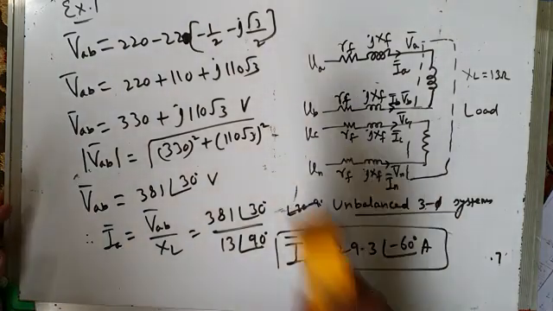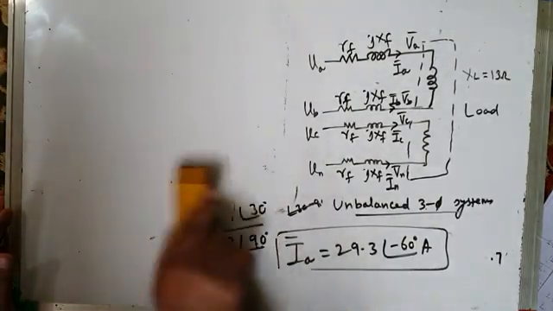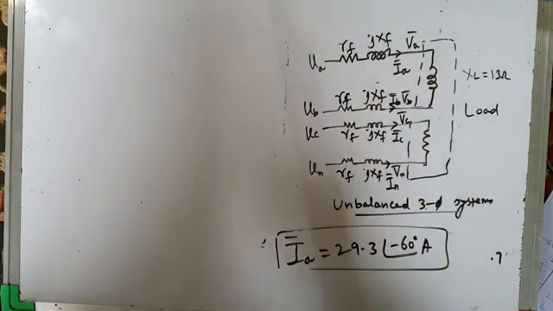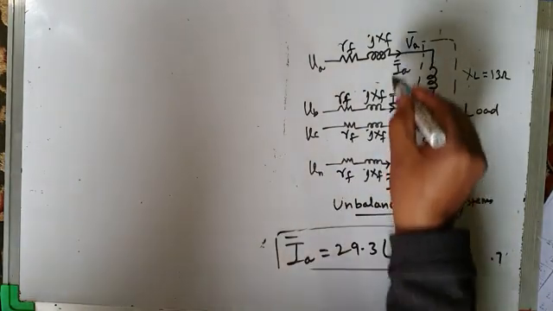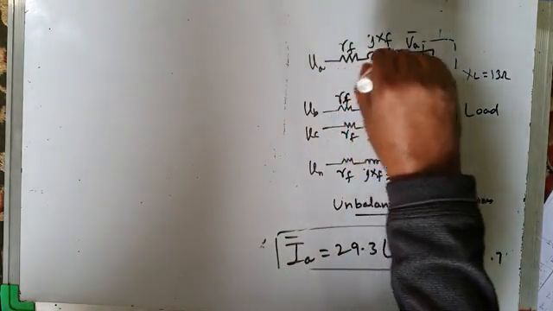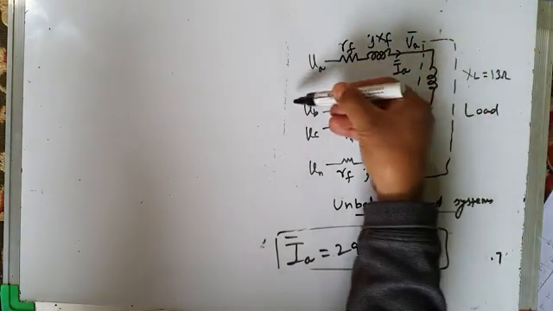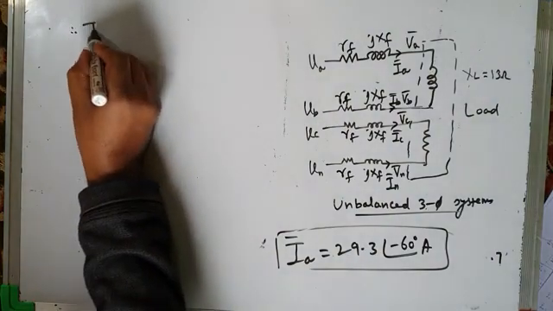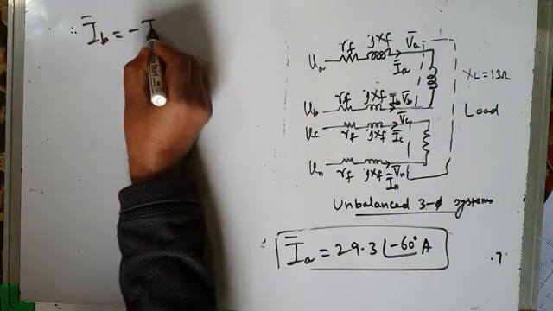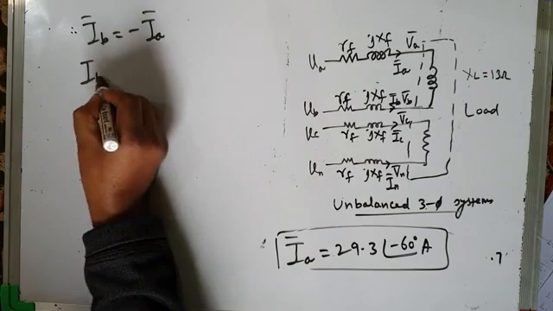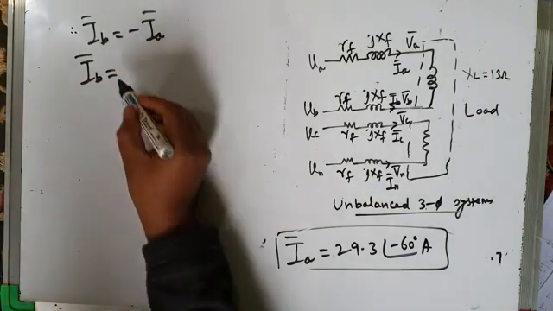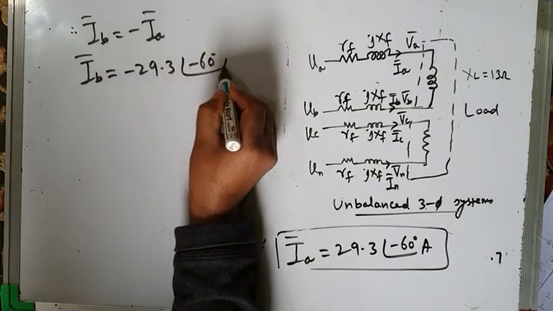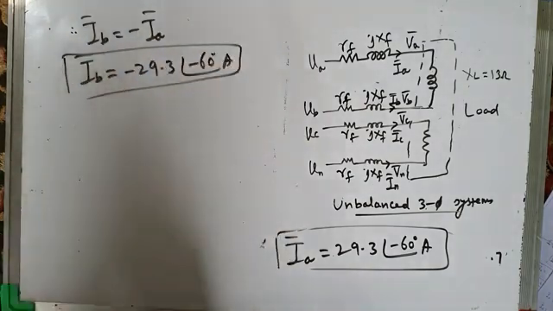Once we have found IA, it will be very easy for us to find the other currents. What is IB? IB is the same as IA, but it is minus IA, because when IA is flowing, for example, in this direction, IB will be in this direction. Current coming like this and going like this. So line current IB will be minus IA. That gives me the line current equal to minus 29.3 at an angle of minus 60 degrees amps. So this is my IB.